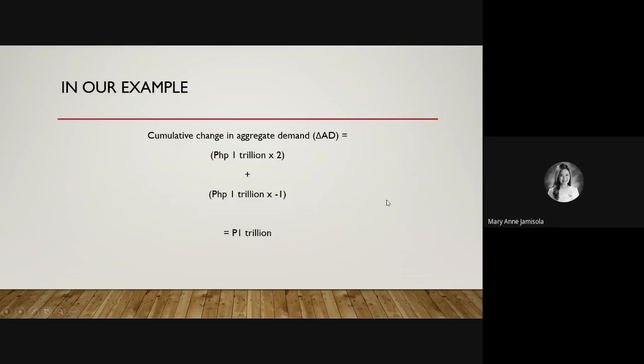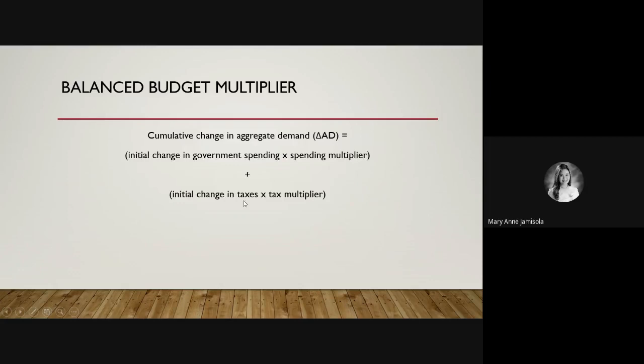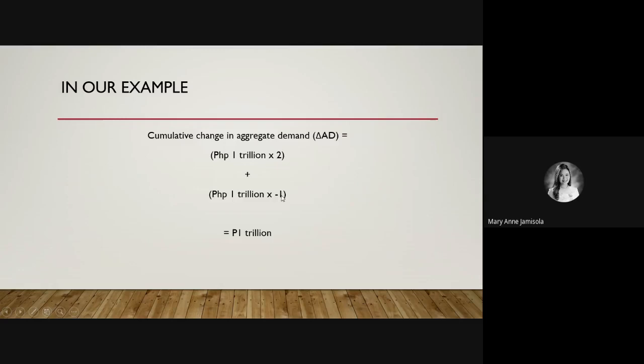So going back to our previous amounts, gigamit sa atong example, di ba, here for government spending, that's 1 trillion times the spending multiplier of 2 plus our initial change in taxes. So that's 1 trillion times negative 1. This is our tax multiplier. So if you add the products of these two equations, you will get 1 trillion. And this is equivalent to the initial change in the government spending, right? So this supports our theory here, no?